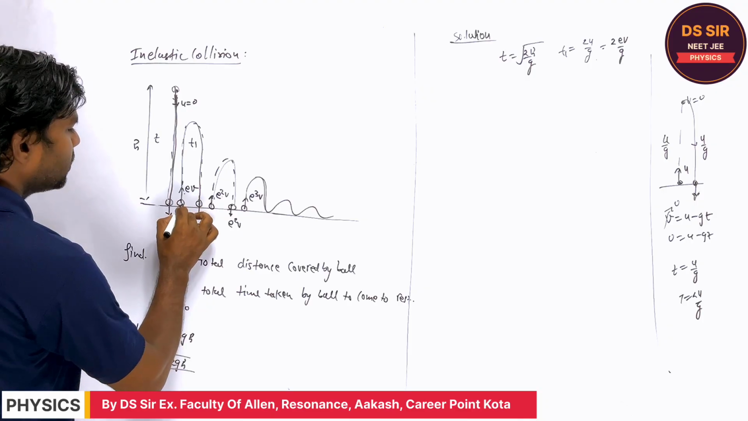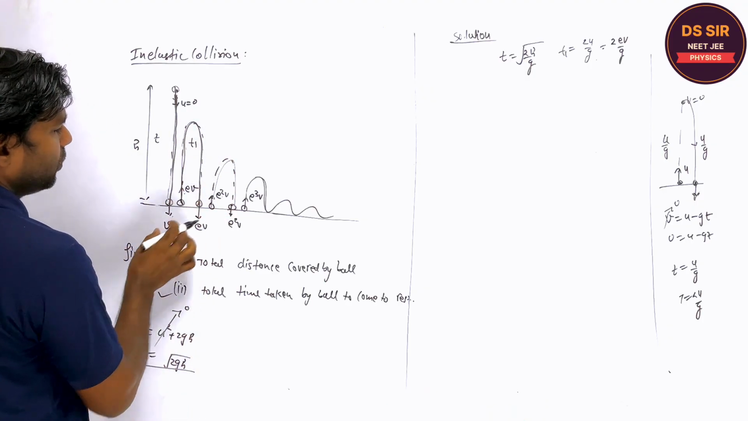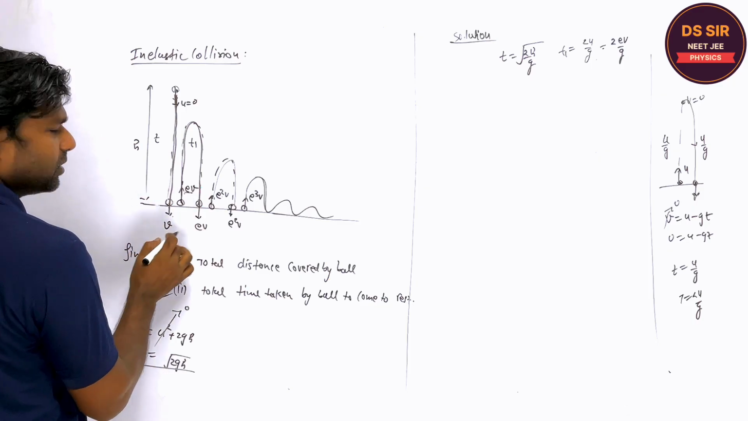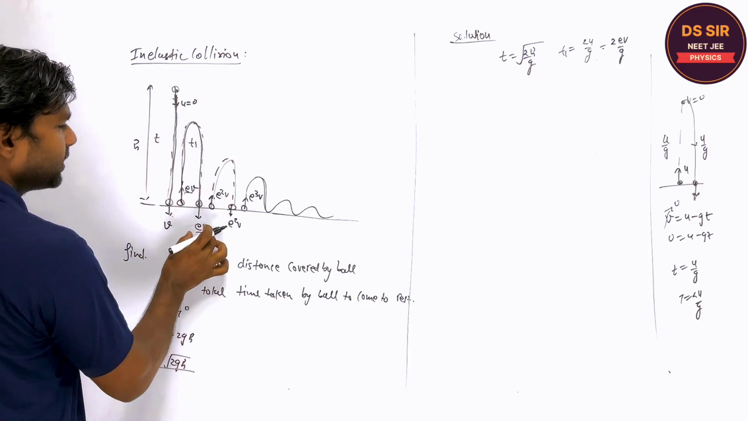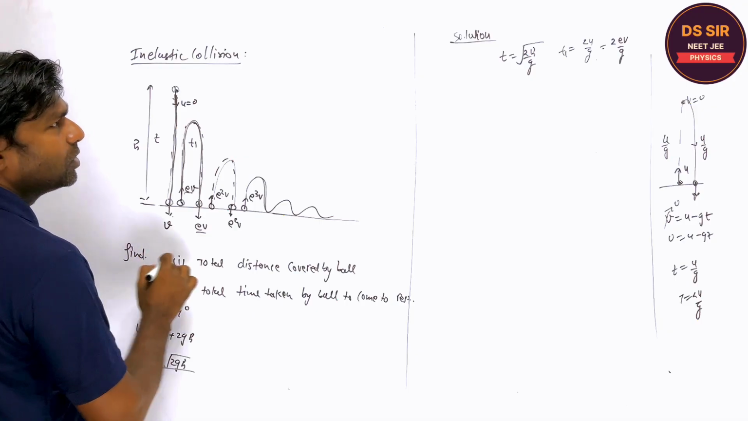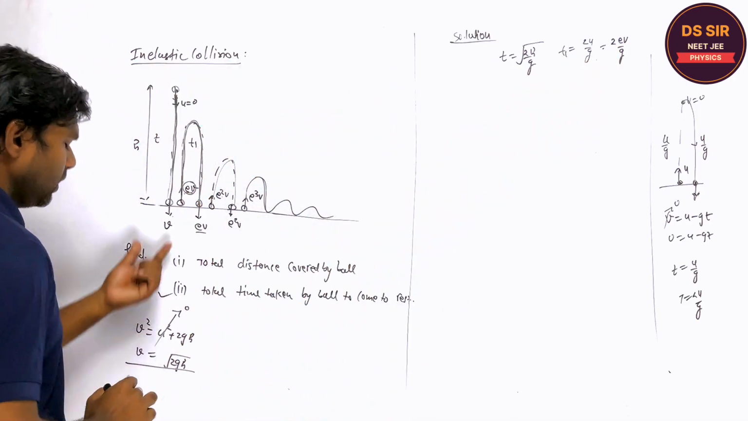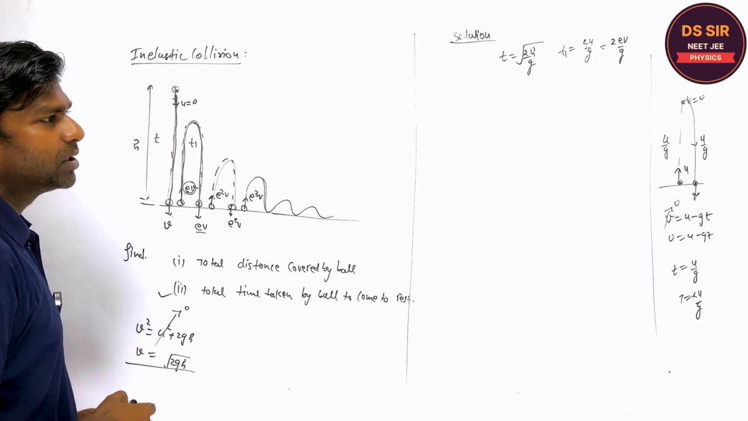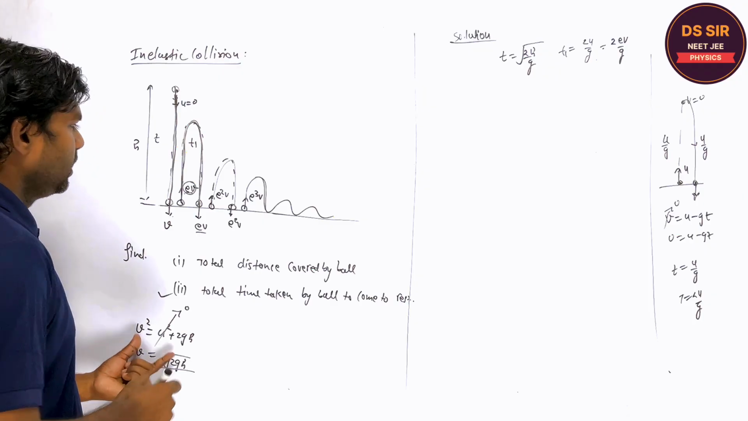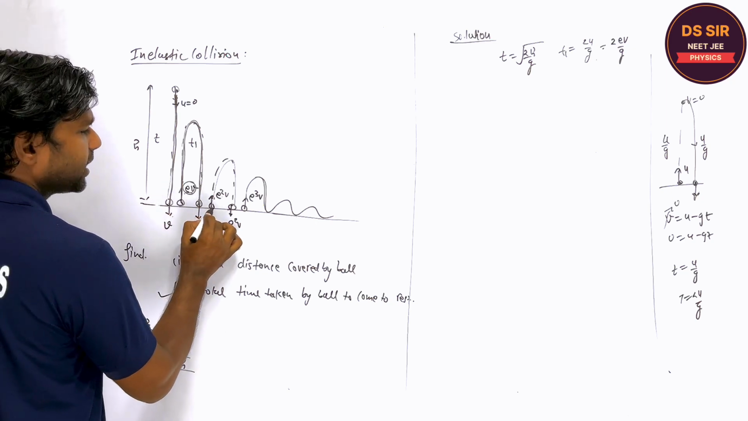So for this section, after the first rebound, what is the velocity? Say ev. Also, when it hits back, the velocity is ev. So what is the total time taken? Suppose t1. So t1 is equal to 2u by g. What is the u? Say e into v, where v is root 2gh. You understand this? And in this section, this is the first rebound, this is the second rebound.